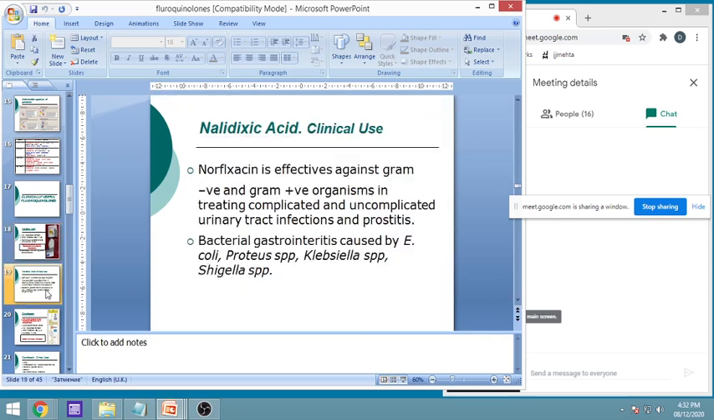Now another one is norfloxacin, which is effective against gram-negative organisms in treating complicated and uncomplicated urinary tract infection and prostatitis, and bacterial gastroenteritis which is caused by E. coli, Proteus, Klebsiella, Shigella. In that, norfloxacin is effective.